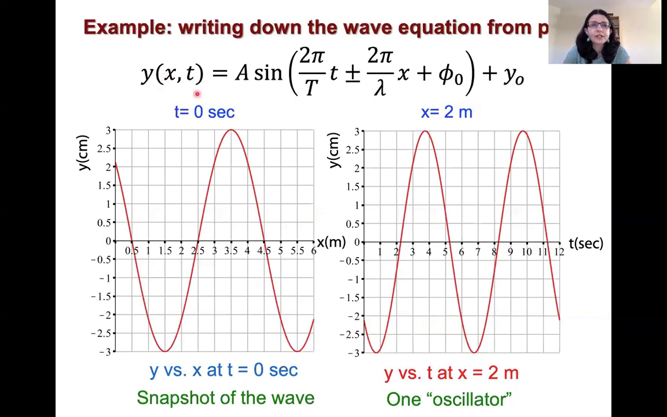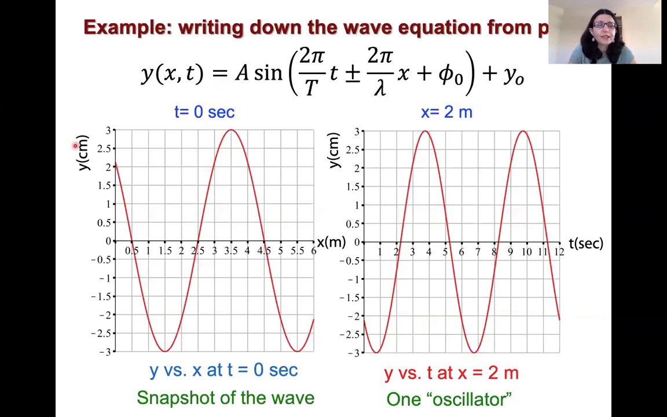So our goal here is to look at these two graphs I present here and try to work from these graphs back to the wave equation and write it down. Okay, so let's focus on what these graphs are representing.